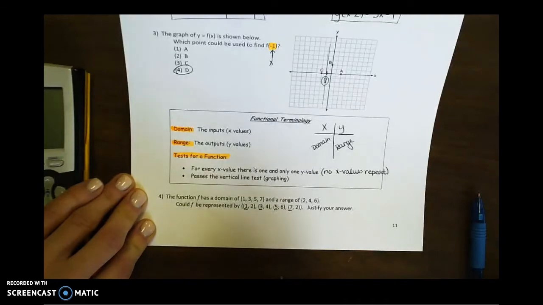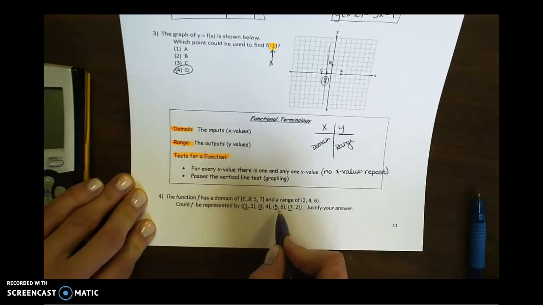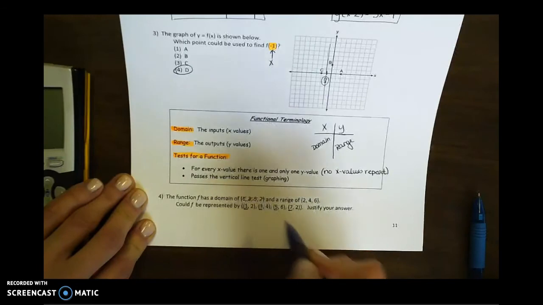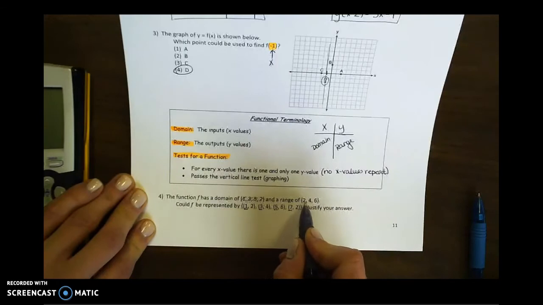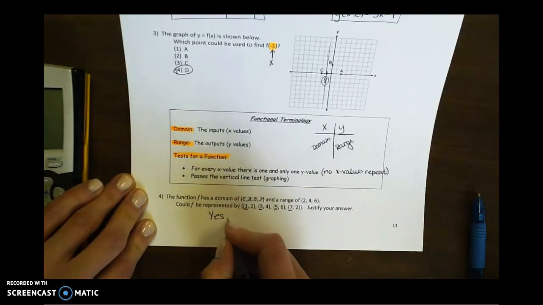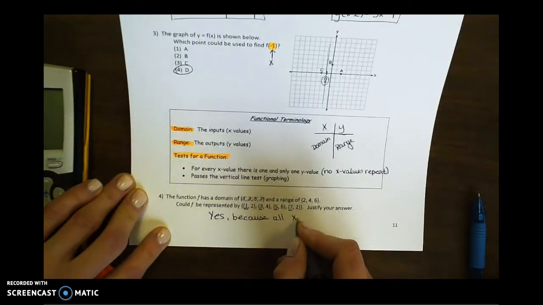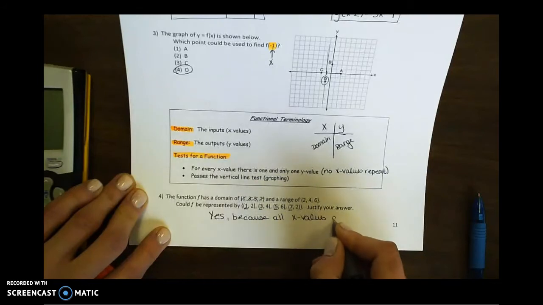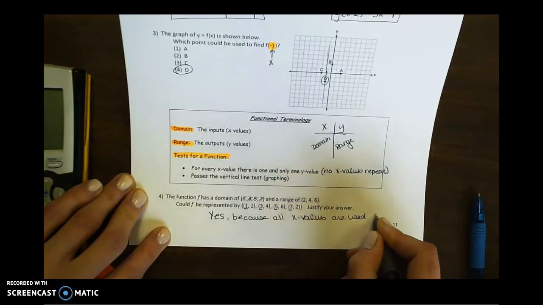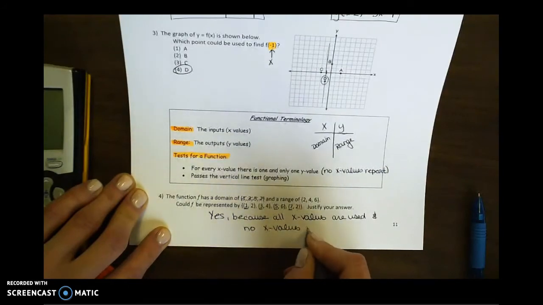We also want to make sure that we used all of the points. Let's take a look. 1, 1, we used it. 3, 3, we used it. 5, 5, we used it. 7, 7, we used it. All right, 2, we used it. 4, we used it. 6, we used it. Okay, the y value of 2 does repeat, but that's okay. Y values, it's okay to repeat. So could this be a function? Yes. And I'm going to write because all x values are used and no x values repeat.